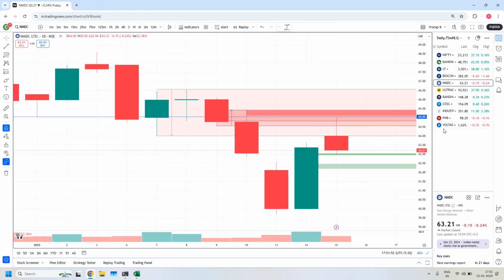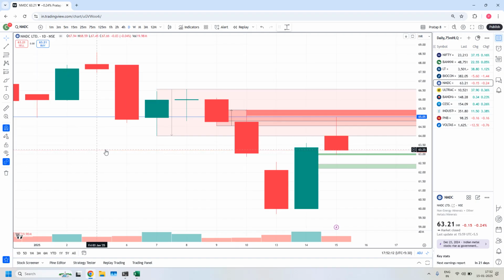In yesterday's end of the day report, we identified 9 high liquidity zones from the daily and 75 minutes time frame. Among these 9 stocks, we got trades from 4 stocks. Let's discuss them. First one is NMDC.